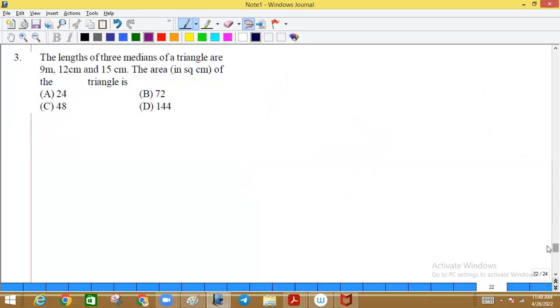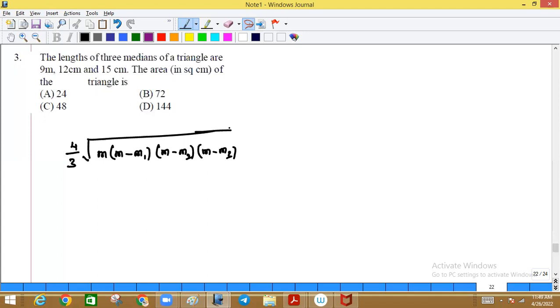The lengths of three medians of a triangle are 9, 12, 15. Find the area of the triangle. I gave you the formula and I think we have solved this sum. The formula is 4 by 3 under root of m into m minus m1, m minus m2, m minus m3. What is m1, m2, m3? Given as 9, 12, 15.